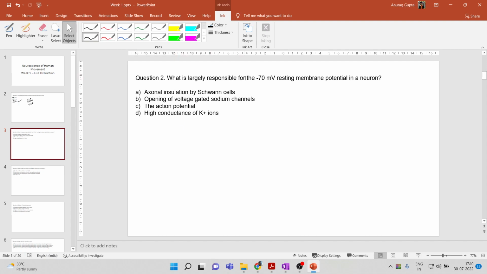What is largely responsible for the minus 70 millivolt resting membrane potential in a neuron? A is axonal insulation by Schwann cells. B is opening of voltage gated sodium channels. C is the action potential. Or D is high conduction of K plus ions. Again, I'll set a timer for 1 minute. You can get started and give me a response, and then we'll discuss each and every option, why it is wrong or why an option is correct.